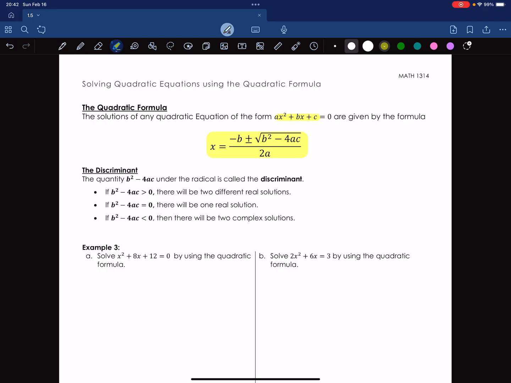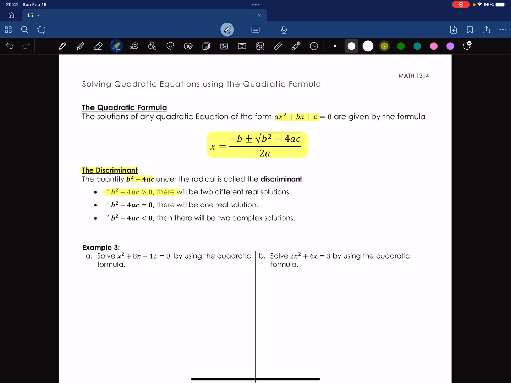Okay, now when we do this, it is important to know about the discriminant, because the discriminant tells us what kind of answer we're going to have. The discriminant is the part that's underneath the radical. Okay, that's that b squared minus 4ac. And depending if that number is negative, positive, or zero, it tells you about your solutions.